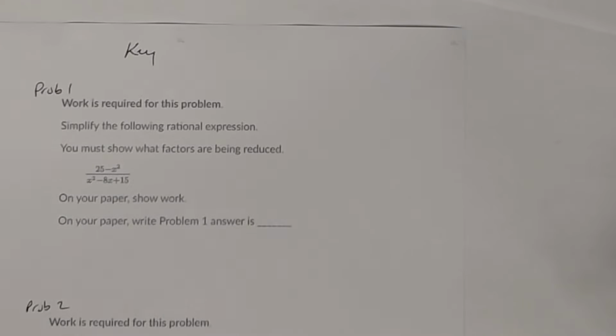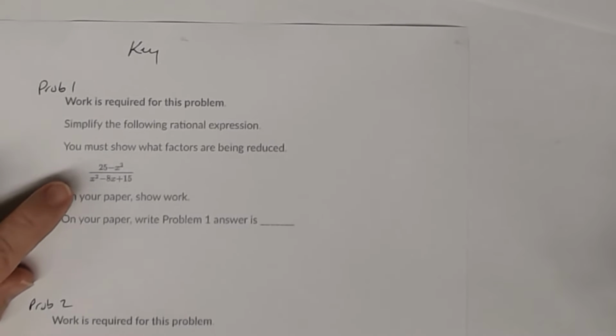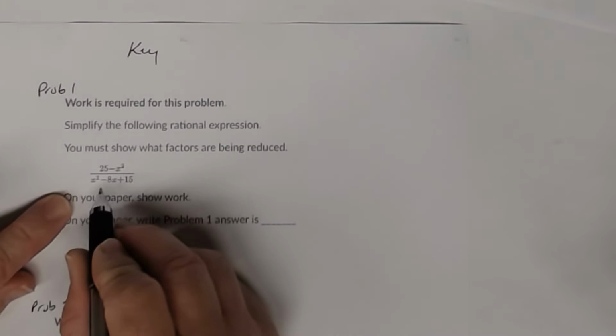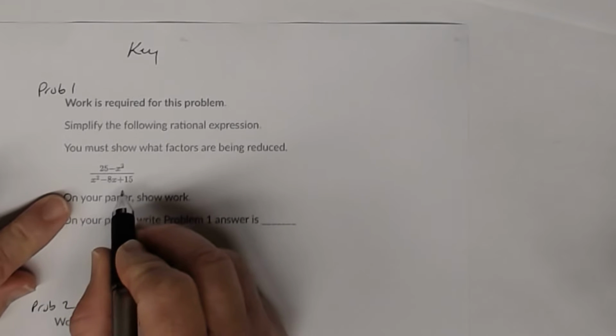This is the key to quiz number 6 on rational expressions. So problem number one, you want to simplify the following rational expressions. And then notice it says you must show what factors are being reduced. So in this problem, we have 25 minus x squared divided by x squared minus 8x plus 15.